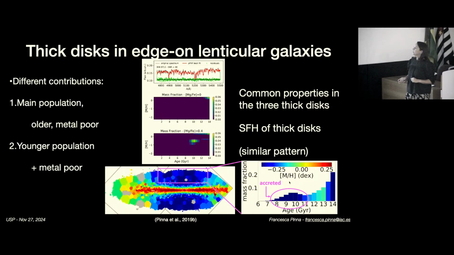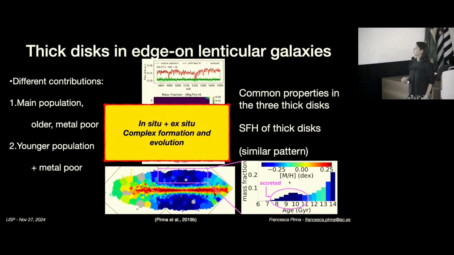So basically, in these thick disks, this is one of the galaxies, but we find a similar pattern in the three of them. We basically have a main population which is already very old and metal poor, the oldest one actually. But then we have this younger population which is more metal poor, for which we think accretion was responsible. So basically, we propose here a complex formation of this thick disk, with a main in-situ formation, but also an ex-situ contribution.